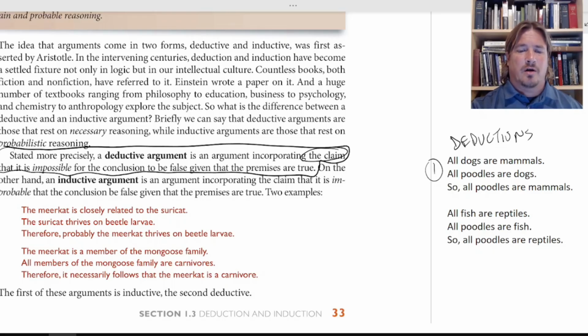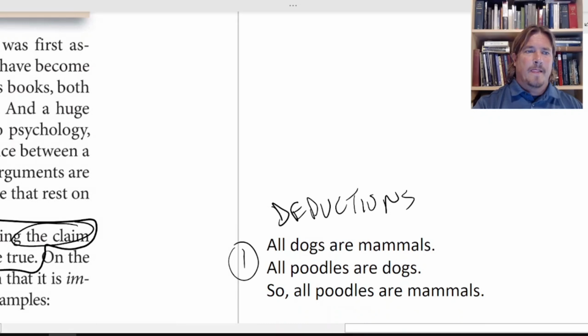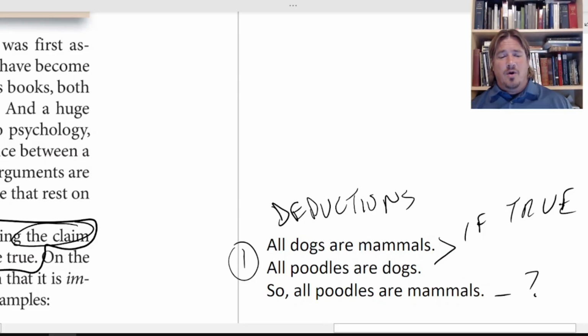So just look at argument 1. Forget about argument 2 for a second. In this argument, if these are true, does this conclusion have to be true? Yeah, it does. There's no way around it. If all dogs are mammals and all poodles are dogs, then all poodles are mammals.